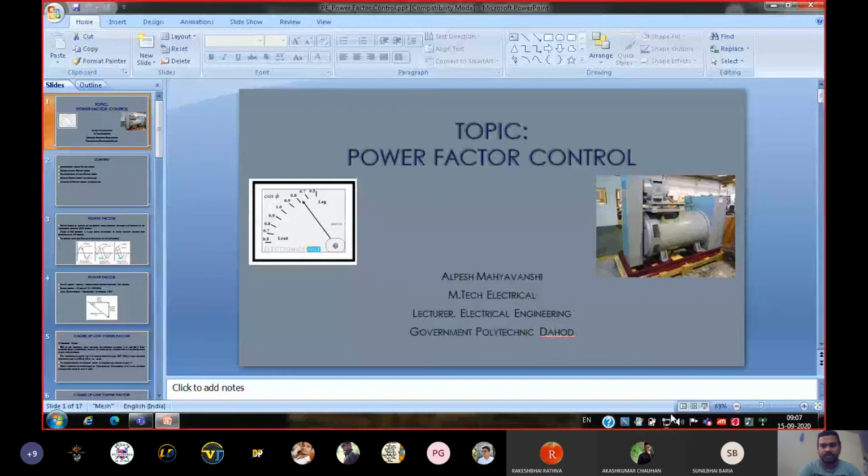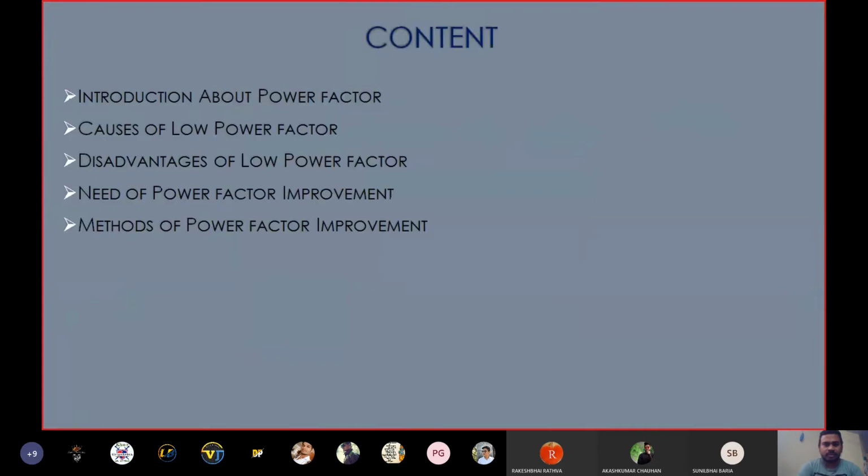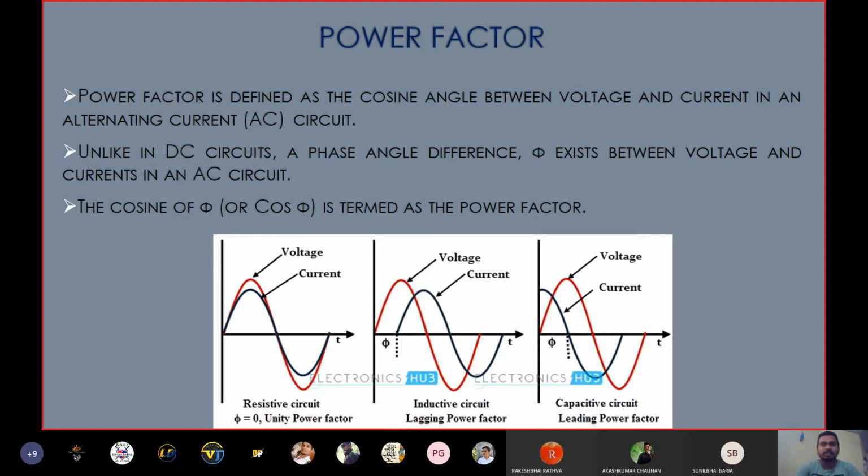Okay, well, today we discussed power factor control. The content is: introduction about power factor, causes of low power factor, disadvantages of low power factor, need of power factor improvement, and methods of power factor improvement. Okay, so the basics of the power factor.